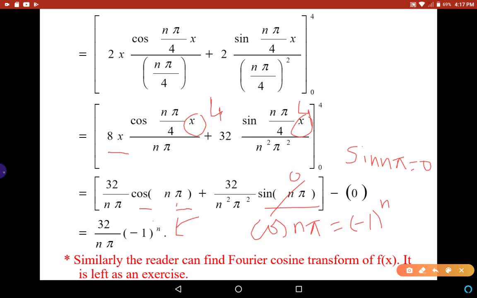Similarly, we can find Fourier cosine transform of f(x) also. It is left as an exercise to you. Now let us look into another problem.